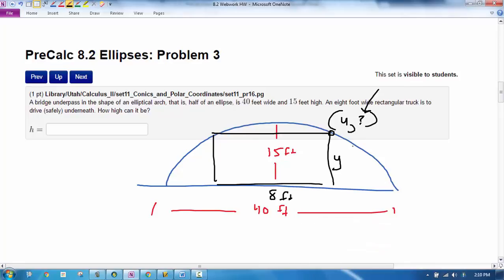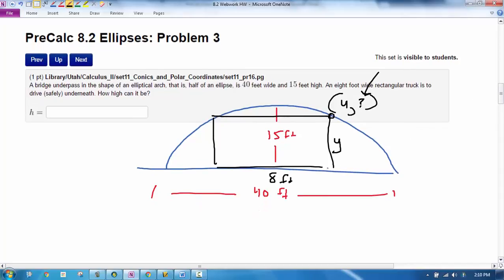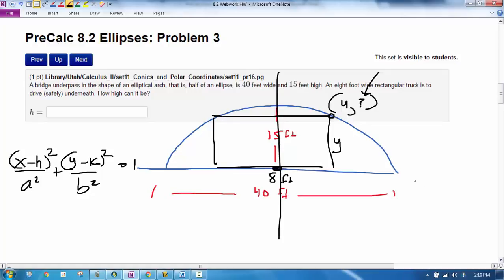So what we're going to do is find the equation of this ellipse and then plug in 4 to find that corresponding y coordinate. So the equation for the ellipse, this is a horizontal ellipse, so I'm going to use this one off the formula sheet in the first column. And then I can go ahead and plug in the center. I'm going to have this centered at the origin. You can put the axes wherever you want, so I'll just put it right at the origin. So 0, 0. So I have x squared over, now a in this case is half of 40, which is 20 squared, plus b, which is 15. I have to square that for b squared, equals 1.